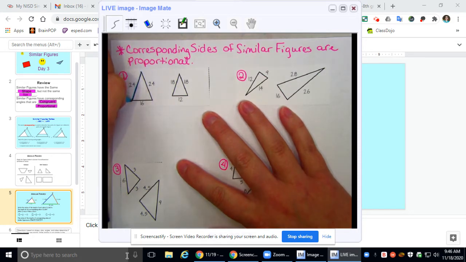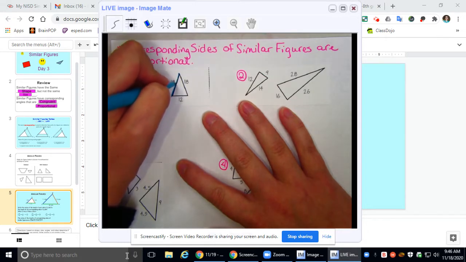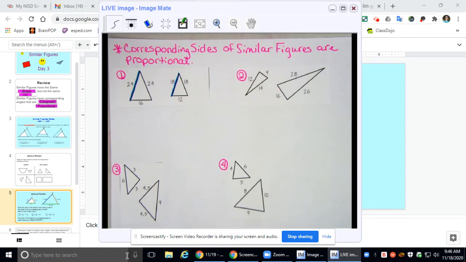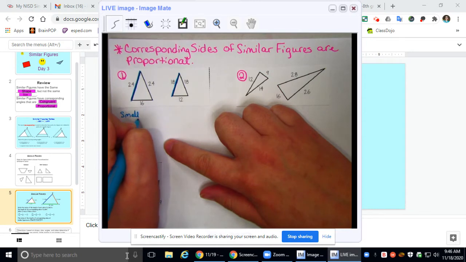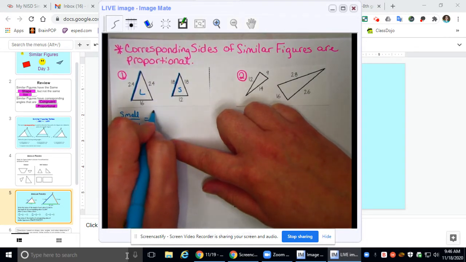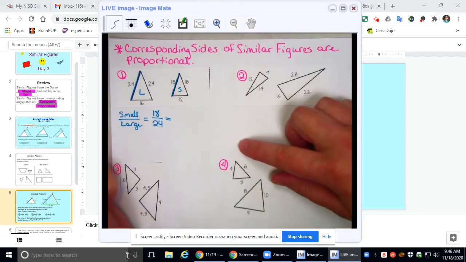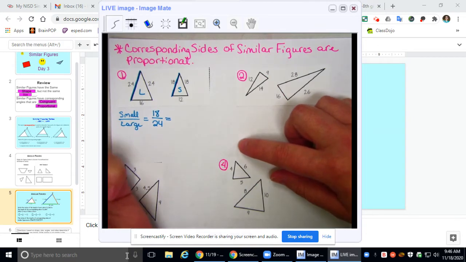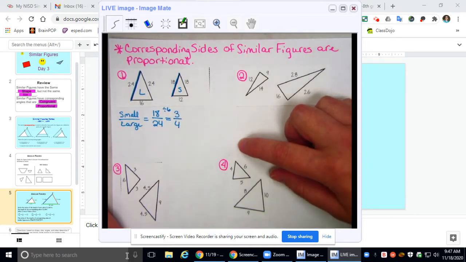So put this one in blue. All right, so that side is blue, this side is blue. Okay, now notice how that ratio, if I go small to big, this is our small, this is our large, and set up those ratios. The ratio is 18 to 24. Now if I simplify that ratio, I see a common factor of 6, so we're going to divide by 6. And we get 3, and 24 divided by 6 is 4. So the ratio is 3 to 4.